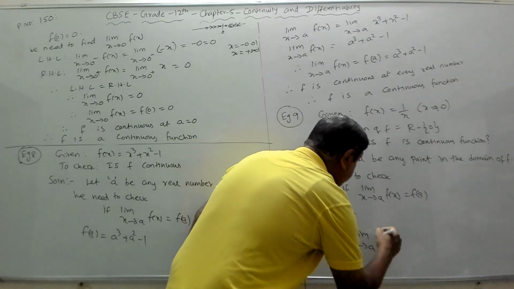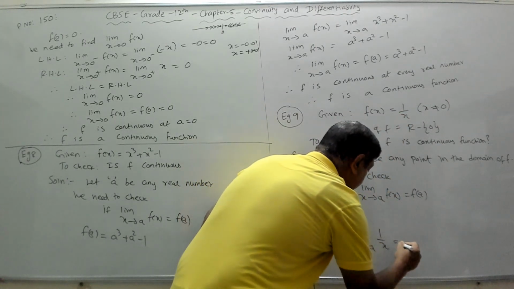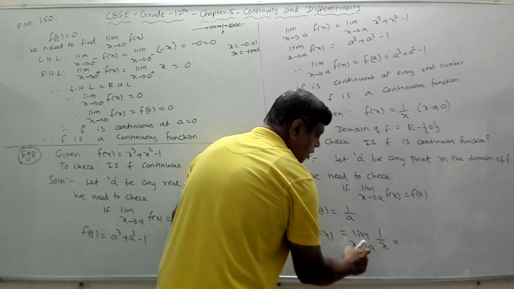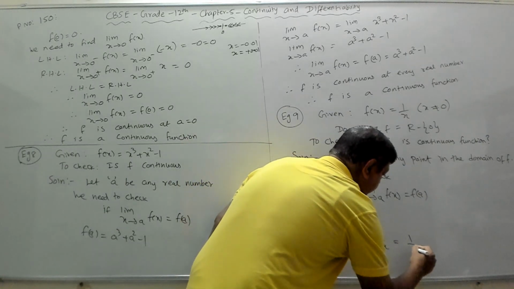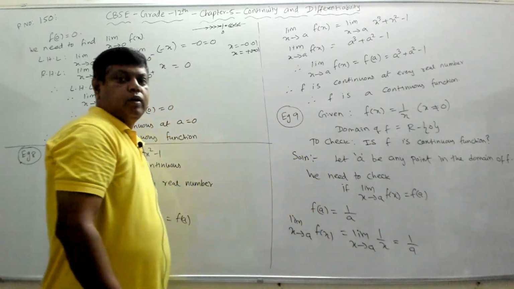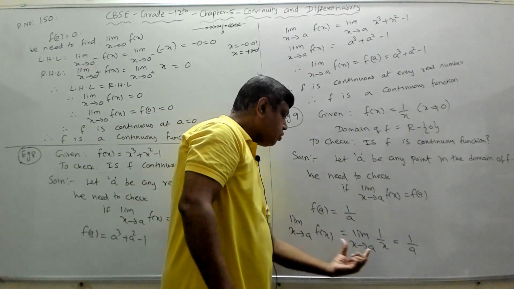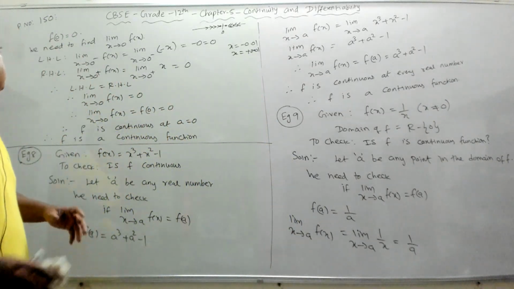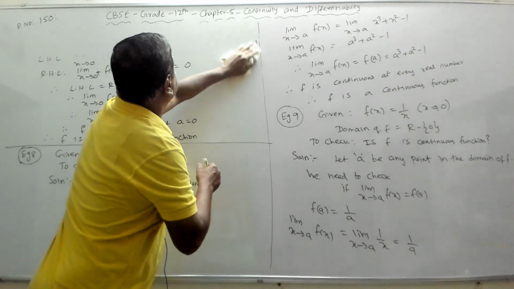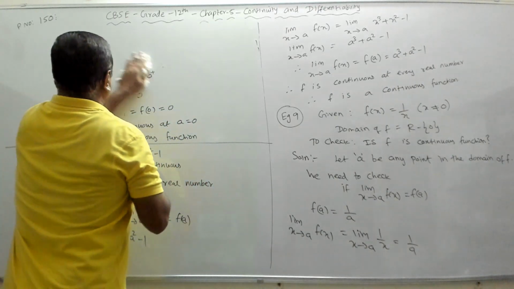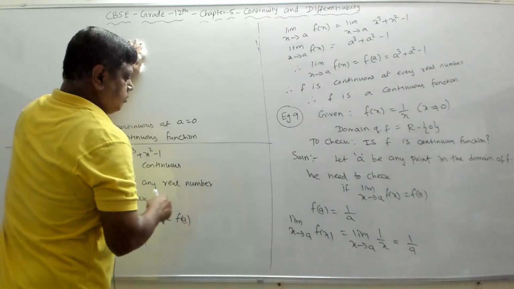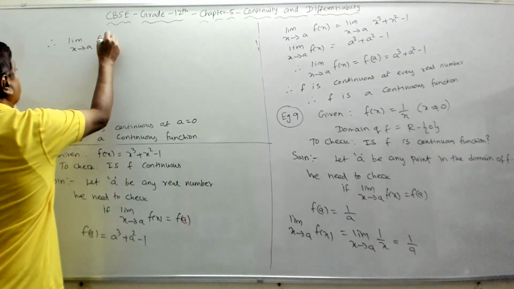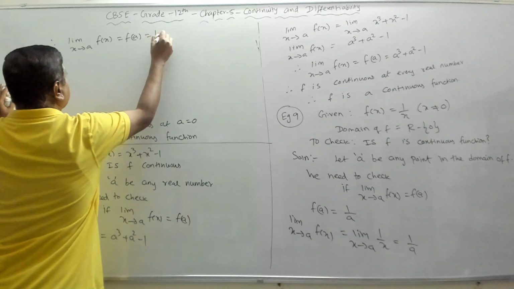What is f of x? f of x is 1 by x. Now we'll substitute a in the place of x. Limit x goes to a, 1 by x means it is 1 by a. In the place of x, we put a. So it has become 1 by a. So f of a is also 1 by a, and limit x goes to a, f of x is also 1 by a. Therefore, limit x goes to a, f of x equals f of a, and both are equal to 1 by a.